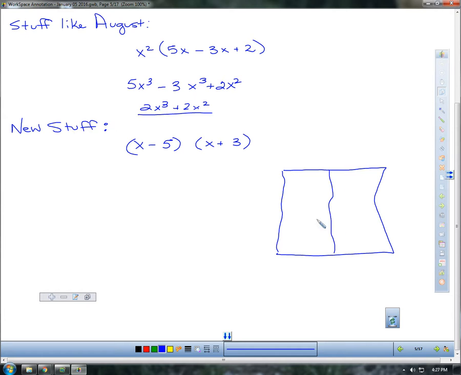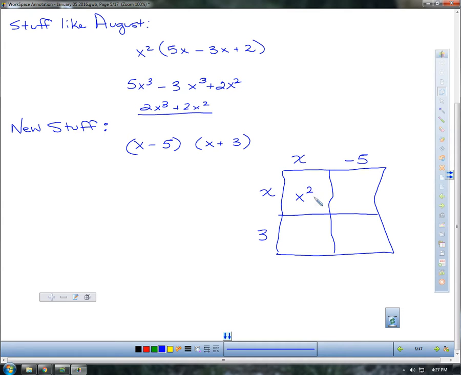So if you were in biology, you'll recognize this as a Punnett square. And I'm going to write x minus 5. The square is x. The square is negative 5. Everybody sees how I did that. And then this side will be x plus 3. Okay? So now x times x, well, that's easy.